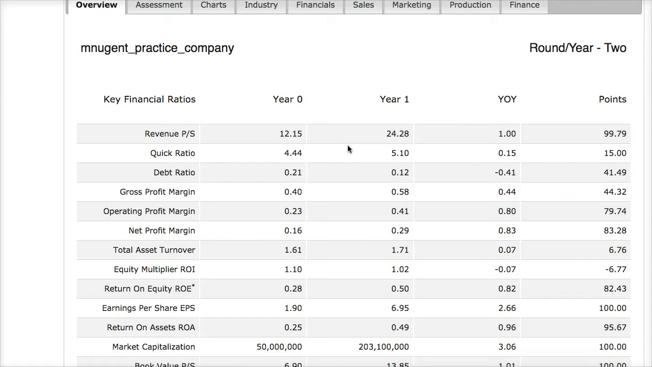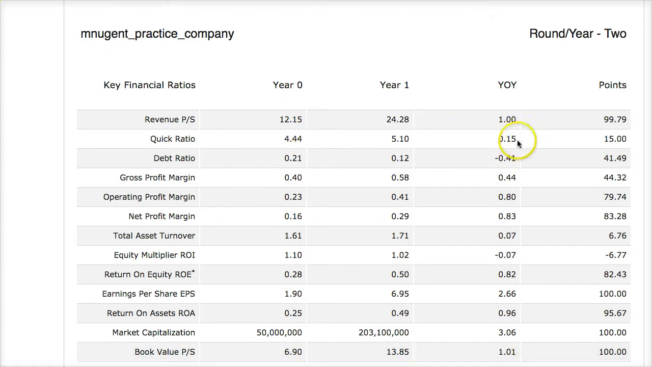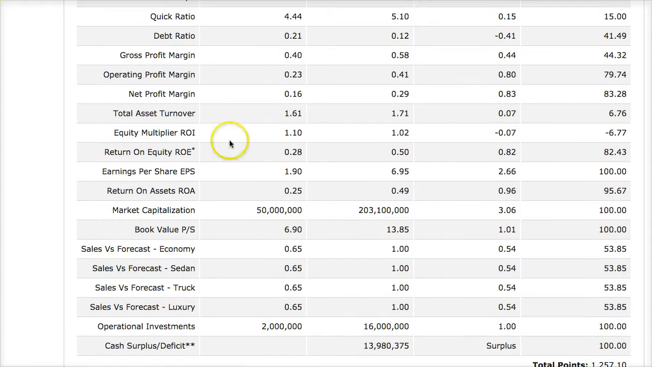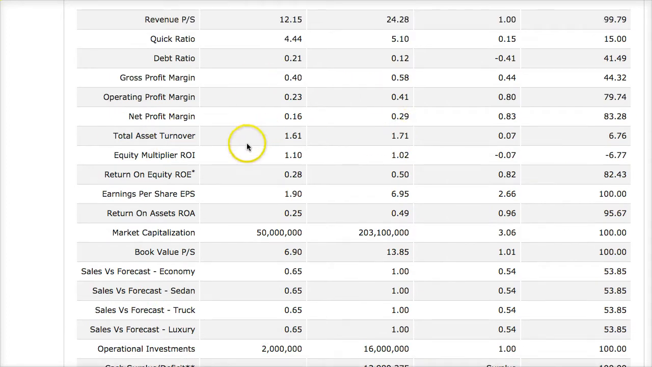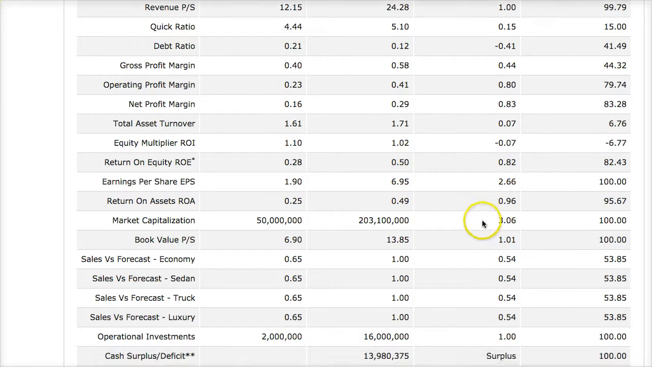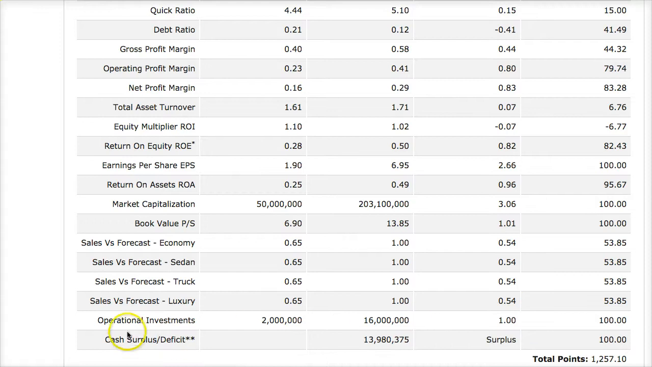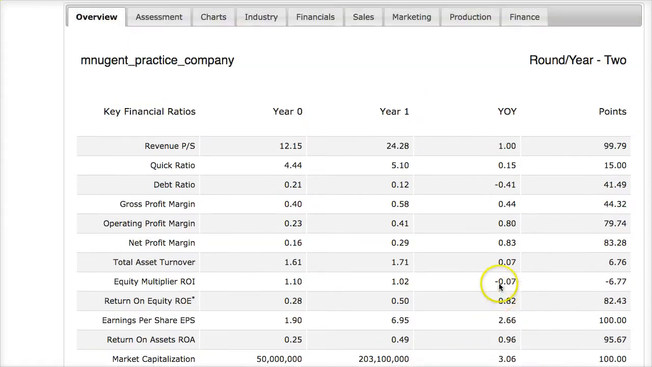So what I would do here is look to see, okay, where did I lose some points? My debt ratio, actually I lowered my debt ratio, so I made some points here. My profit margins all went up, and that translated into points. My total asset turnover went up. Only my equity multiplier was a little flat, but everywhere else I seemed to make points in growing the company, and my forecasts were better, and I had invested in the operations, and I had a surplus, so I made 1,200 points, which is outstanding.